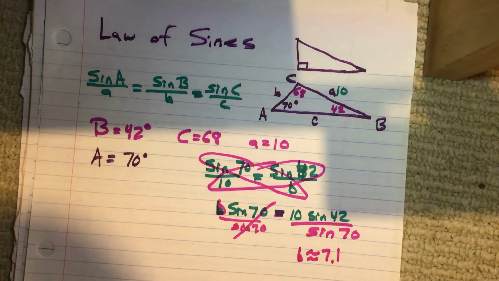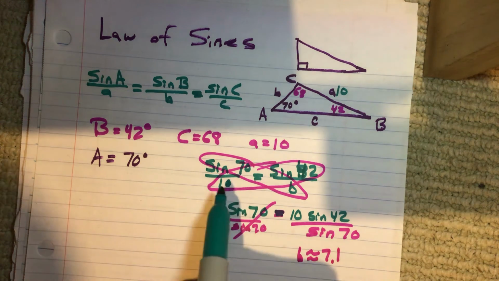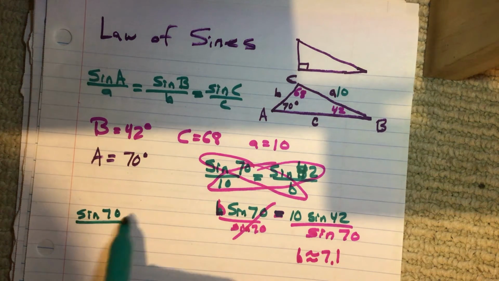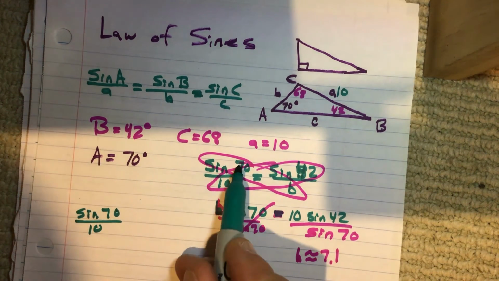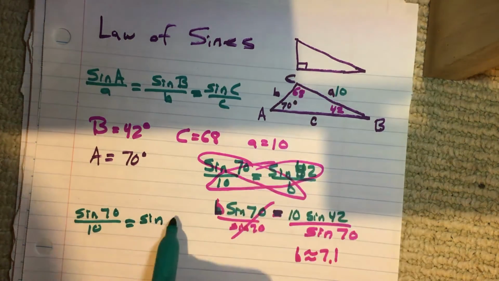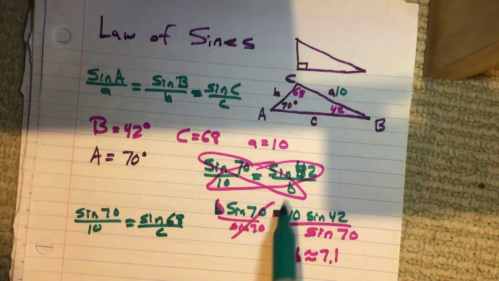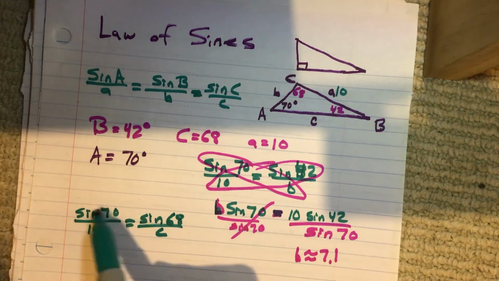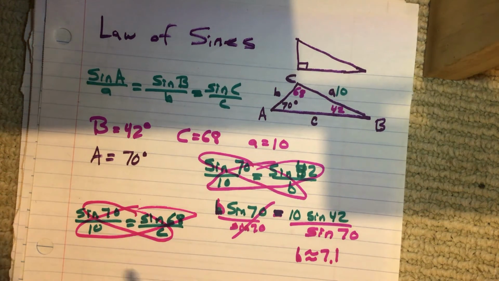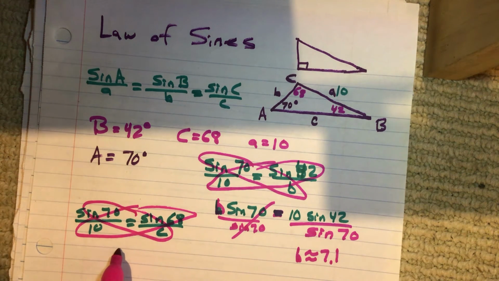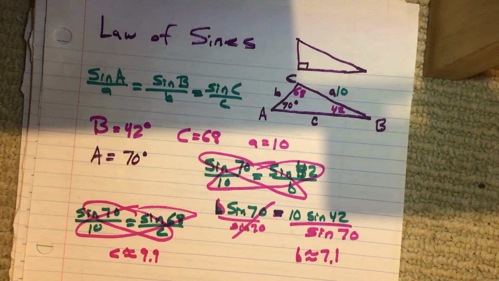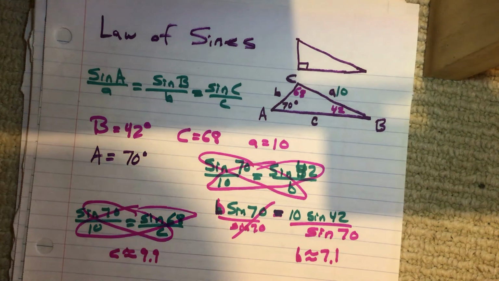And now you can use the same ratio to solve for c, because you still have sine of 70 over 10. That's sine of A over a is equal to the sine of, and now I'm using angle C here, 68 over c. So it looks the same kind of ratio here. And you're even using the same numbers. And then you do the same thing again. And when you solve this one, c comes out to be approximately 9.9. And you can double check this and make sure that's what you get on your calculator. And that's basically it. That's the law of sines.